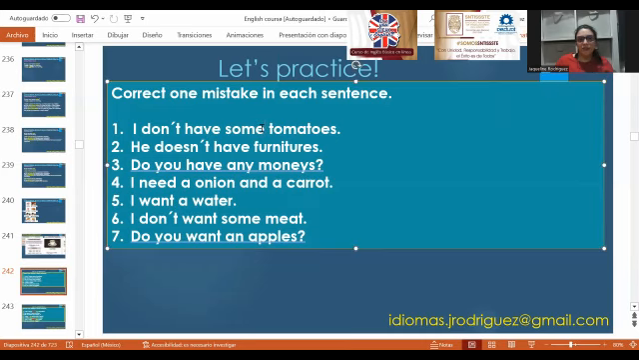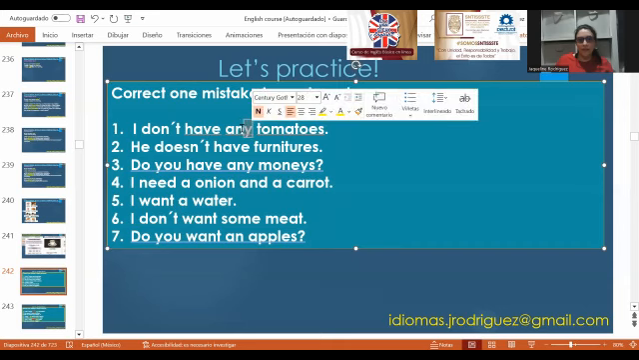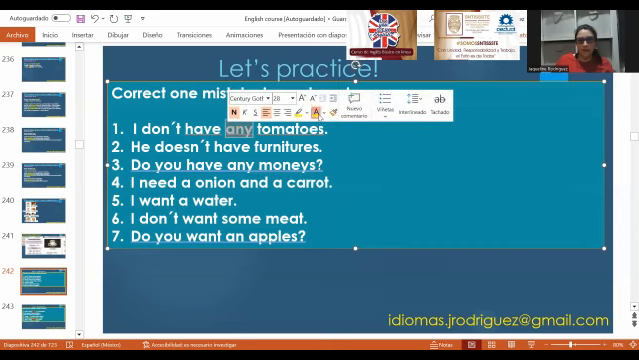First, this is the mistake, right? Este es mi error. Este es some. ¿Por qué? Porque some lo utilizo en afirmativa. ¿Cuál es la que tengo que utilizar en negativas? I don't have any tomatoes. Okay, any tomatoes. This was a mistake.